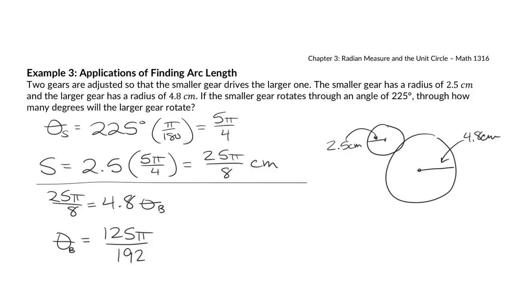If we read the last bit again, it says, through how many degrees will the larger gear rotate? So what is the last thing we have to do before we can finish this question? Convert it to degrees. What's the conversion factor to convert radians to degrees? Times 180 over pi, and the pi's cancel out. That's why we wanted to leave it in terms of pi, because now I don't even have to press the pi button at all, since the pi's cancel each other out. We would do 125 times 180 divided by 192.